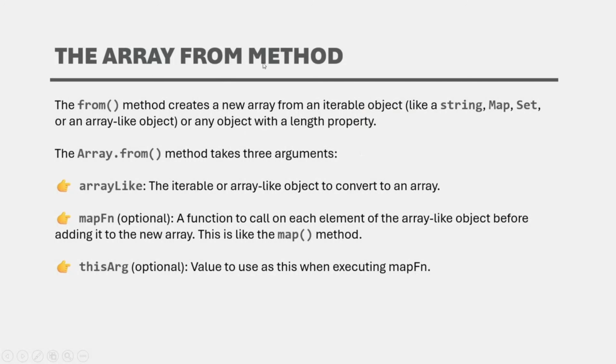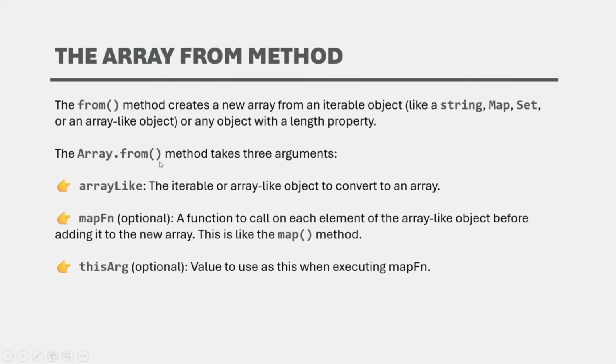Then we also have the from method on an array. The from method creates a new array from an iterable like string, map, set, etc. and it returns us that new array. So from method takes three parameters. The first parameter is the iterable, from where we want to create a new array. The second argument is a callback function, and this function will be executed for each element of the array on which we are calling the from method. And the third argument is optional. This argument is used to specify what should be the value of this keyword inside the callback function which we are passing as the second argument.